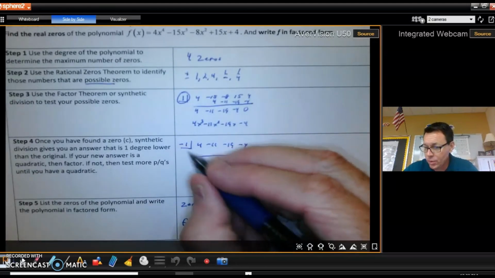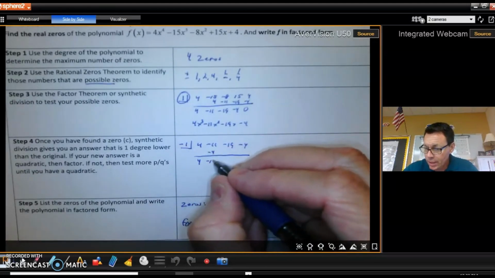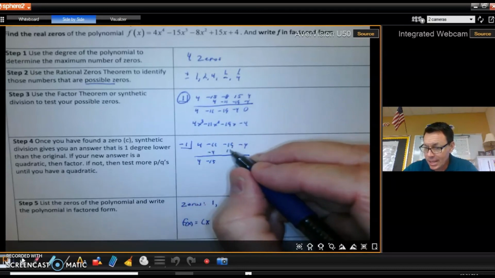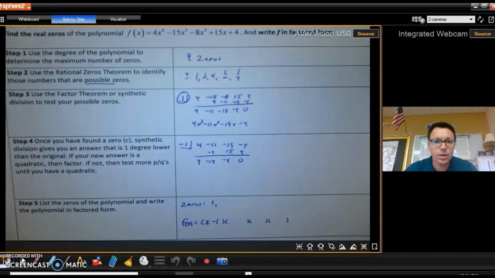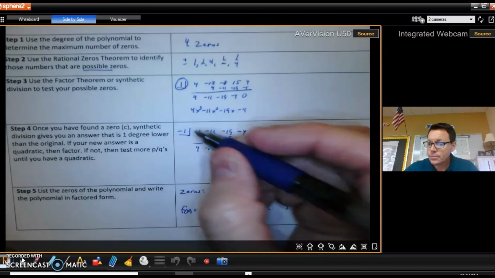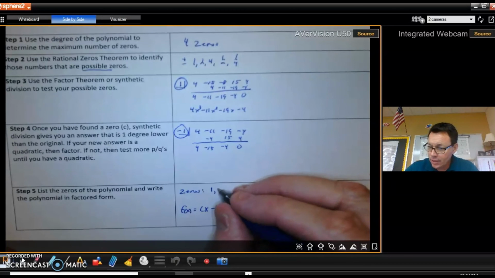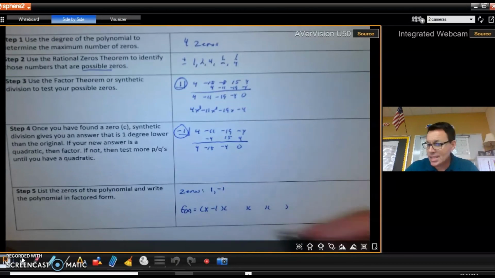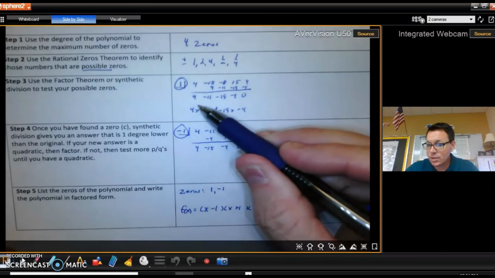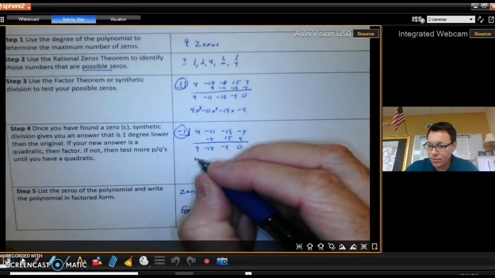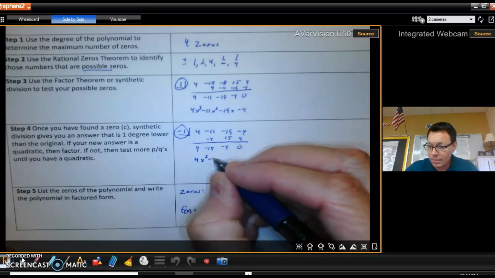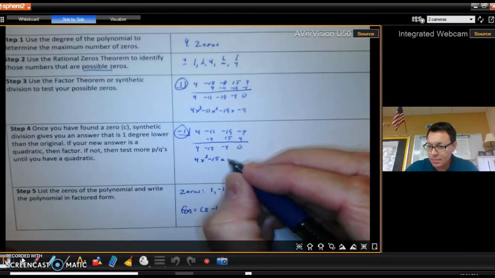So bring down the 4. That's a negative 4, negative 15. That's not going to be a positive 15, negative 4, positive 4, 0. Hey, it worked. So what do I know? I know that negative 1 is another one of my zeros. That means that x plus 1 is another one of my factors. And I also know that that x cubed just got divided by an x, so this is now an x squared. 4x squared minus 15x minus 4.